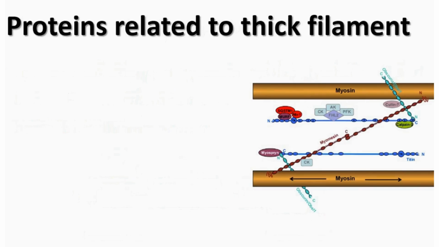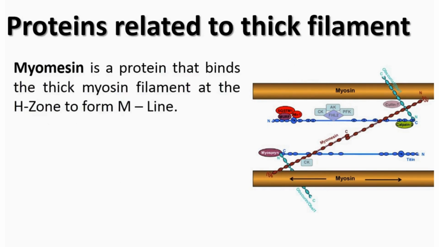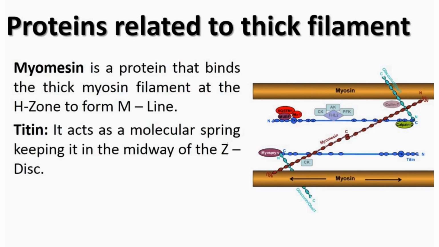What are the proteins related to the thick filament? Myomesin is a protein that binds to the thick myosin filament at the H zone to form the M line. Titin is a molecular spring. It keeps it midway of the Z disc.